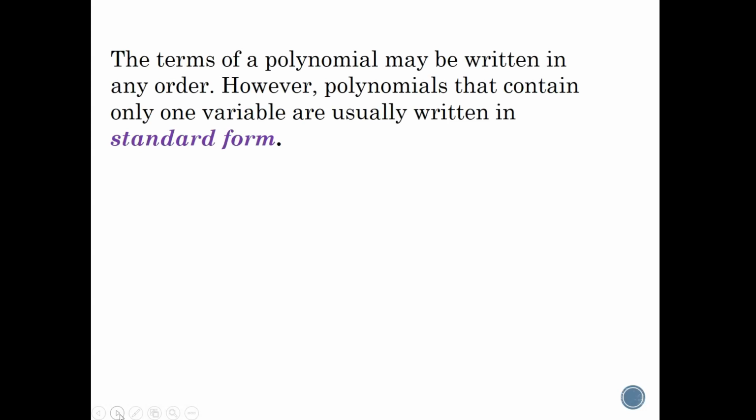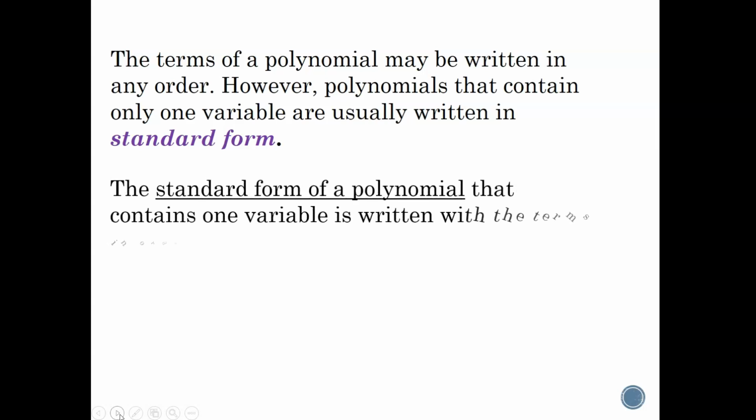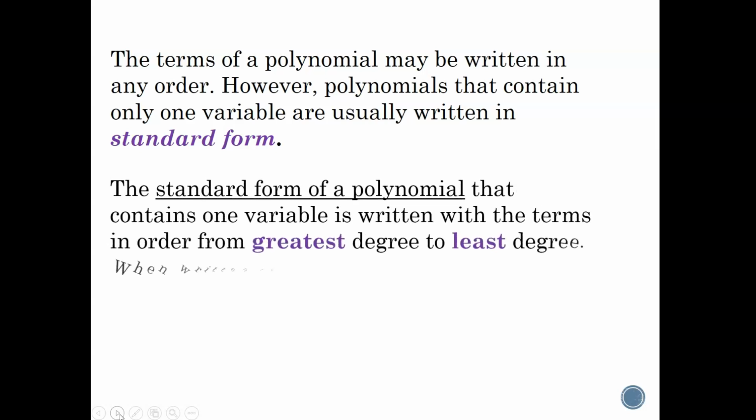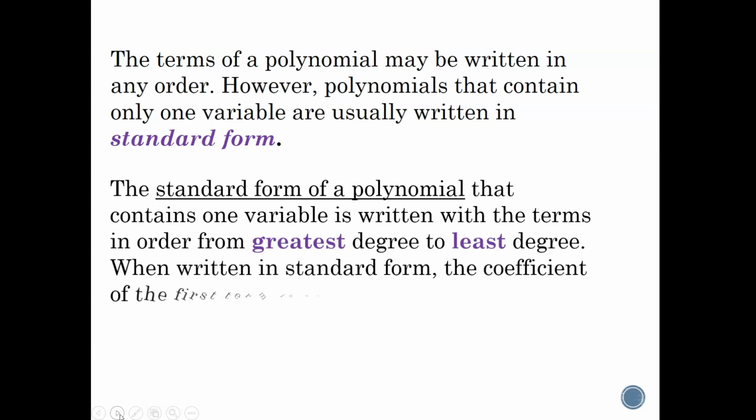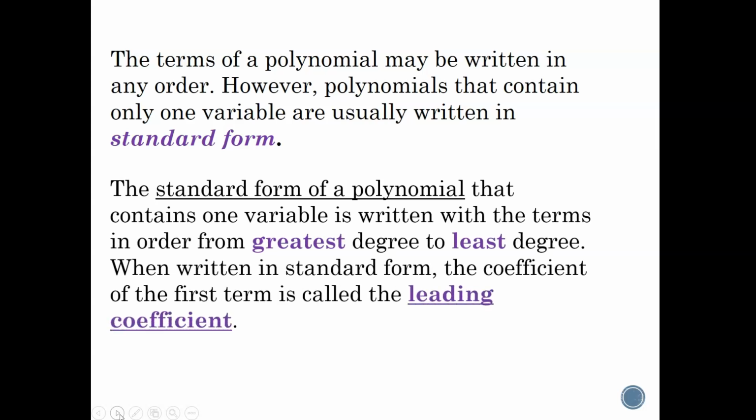The terms of a polynomial can be written in any order. However, if they are written or to be written in standard form, then the standard form of a polynomial is when there is one variable and the terms are written where you start with the greatest degree of that single variable and you go to the smallest degree. When written in standard form, the leading coefficient is the value of that first term. So let's look at some examples.